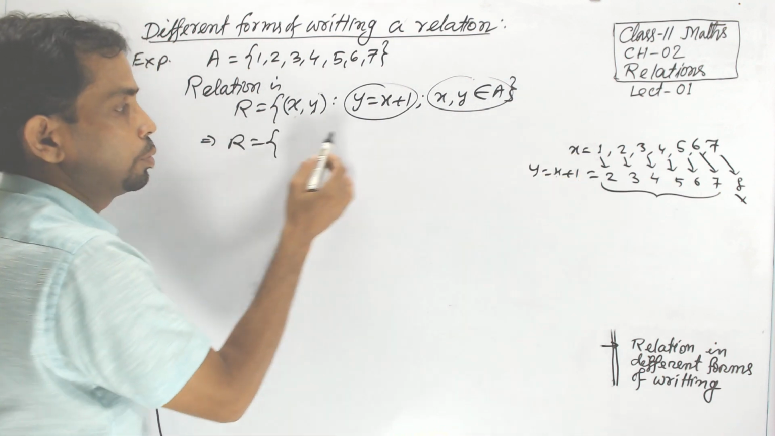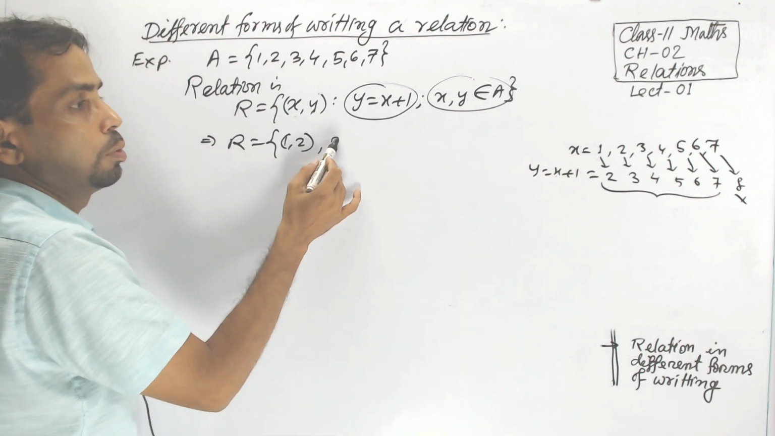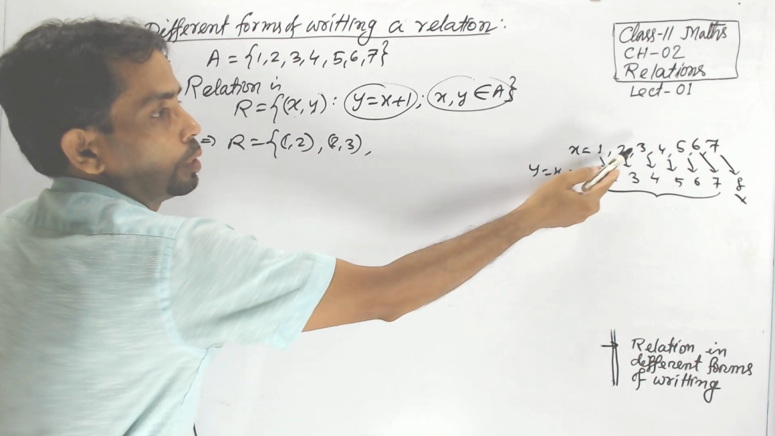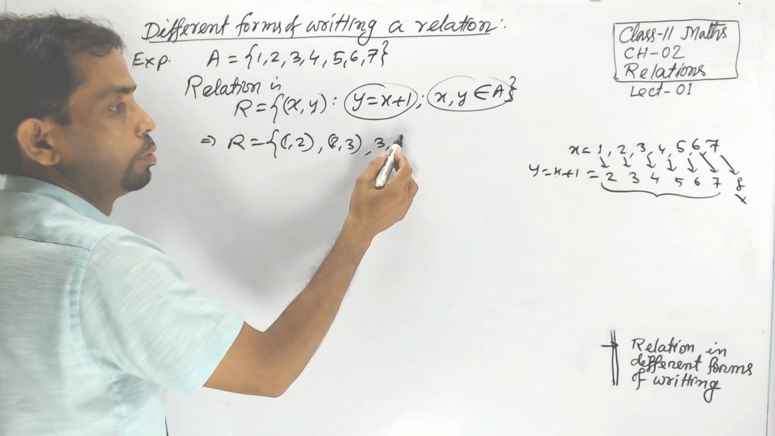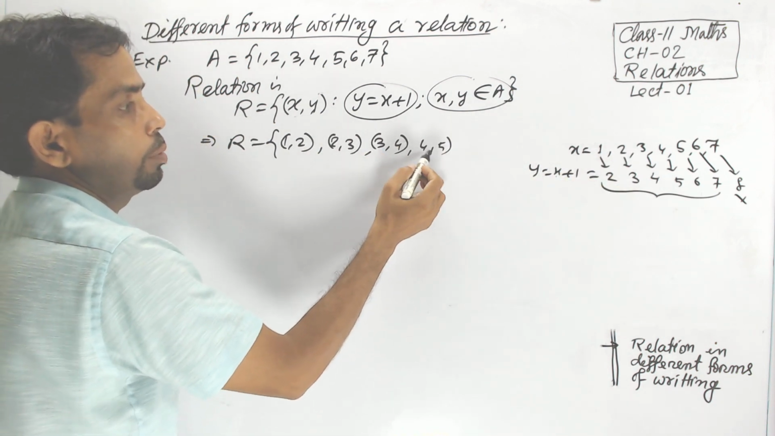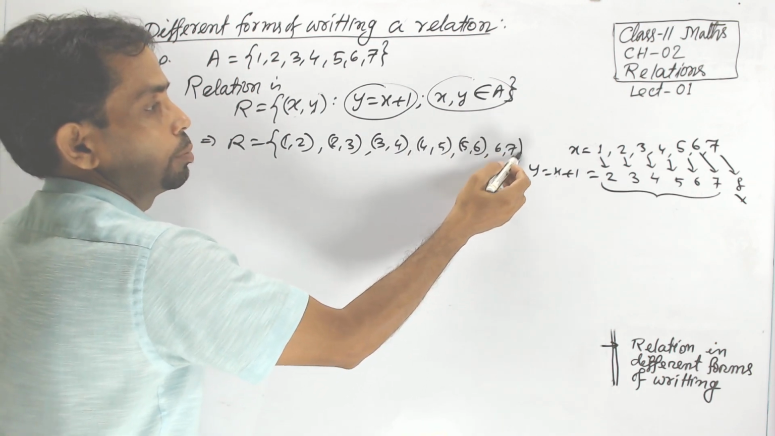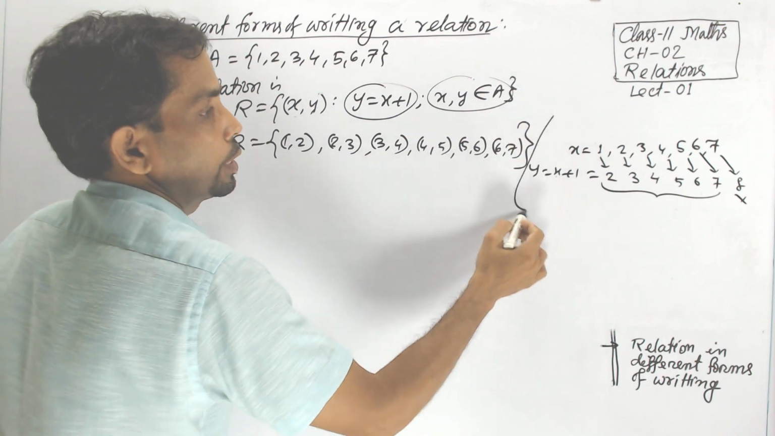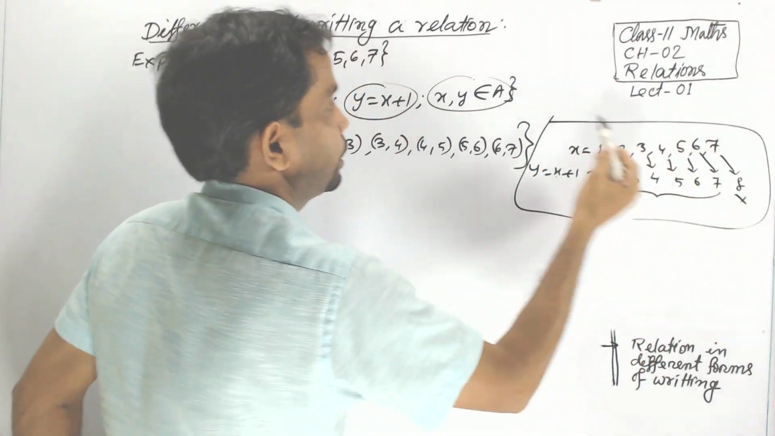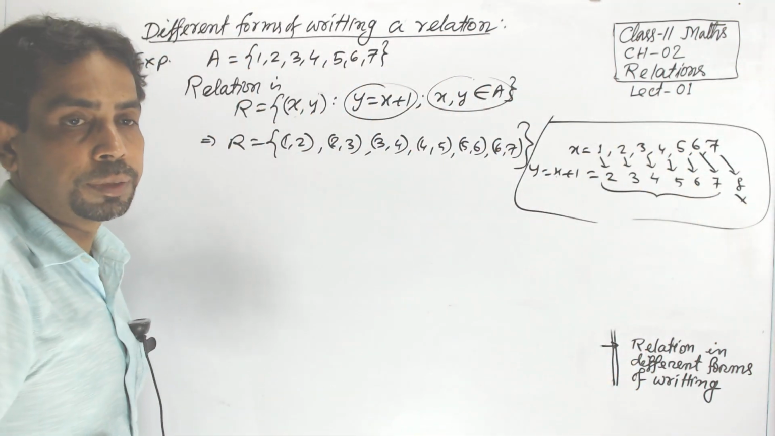1 related to 2, then 2 related to 3, 3 related to 4, 4 related to 5, 5 related to 6, 6 related to 7, 7 related to 8 cannot be taken. As I have said, 8 is not in the set, so we cannot take it. So this is the relation.